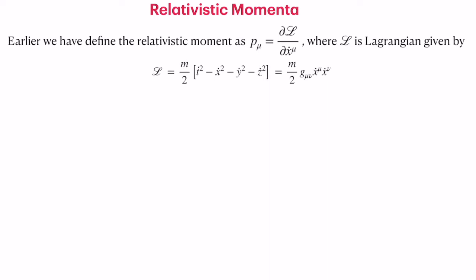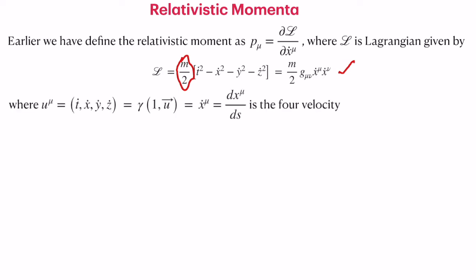So let's consider the simplest Lagrangian, that is the Lagrangian of a free particle in Minkowski space. In this case we retain m such that there is no confusion created. The Lagrangian is given by m by 2 into t dot square minus x dot square minus y dot square minus z dot square. In short, we know that it is basically v dot v, the dot product of 4 velocity with itself, that is m by 2 g mu nu x dot mu x dot nu.